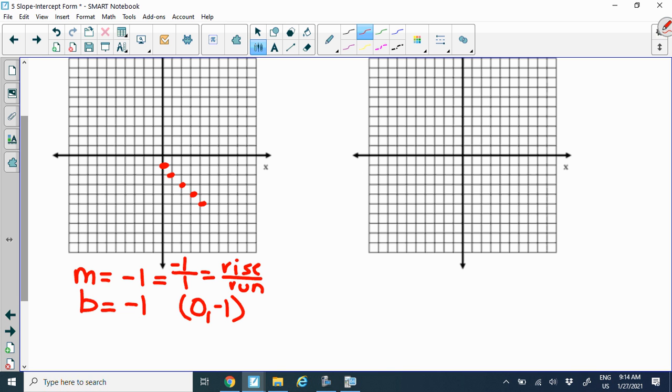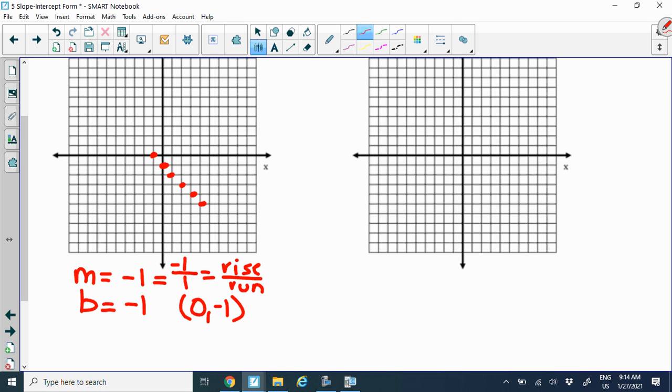Now let's say I wanted to go backwards, okay? That's fine to do so. So if we wanted to go backwards, instead of going down 1, we could go up 1. Then, instead of going to the right, we could go to the left. That's how we can finish up our line. And we know we did that correctly because it looks like a line. If it doesn't look like a line, you did something incorrect there.